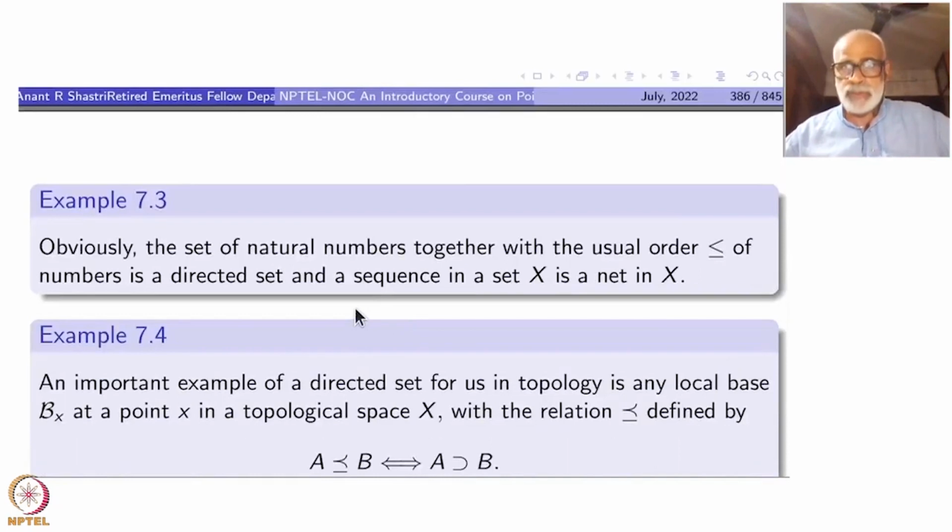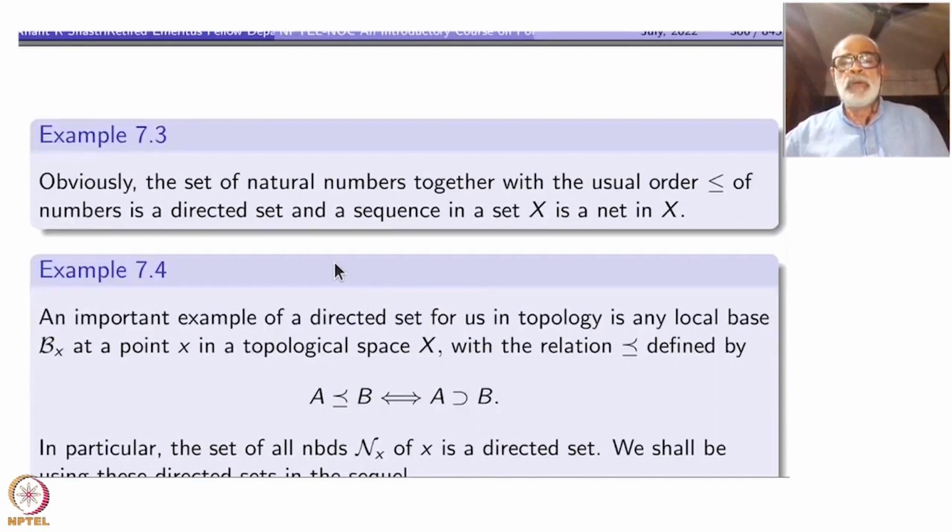The set of natural numbers, which was a motivating example, is a directed set with the usual order. It has many more other properties. Those things we have sidelined now. Okay, so a sequence is a net. But now there will be many more nets than sequences. So we shall study them.